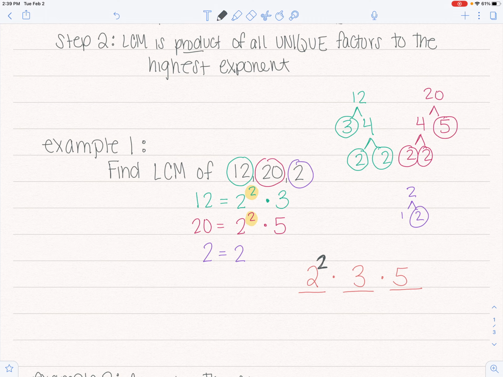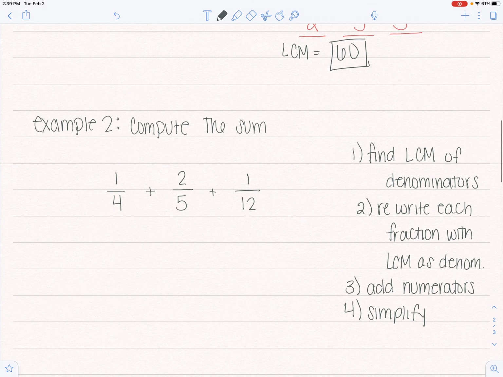So now my least common multiple is going to be to multiply all of those together. So you're going to multiply 2 squared times 3 times 5, and that's going to give me a least common multiple of 60. And so for that specific problem, 60 would be your final answer.